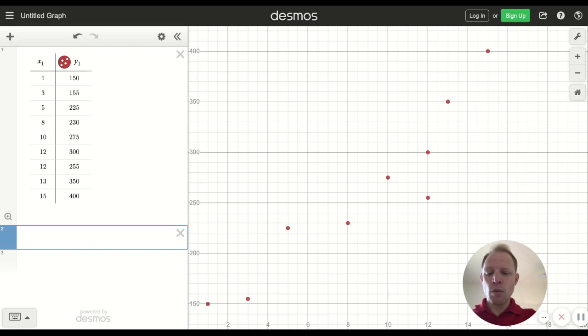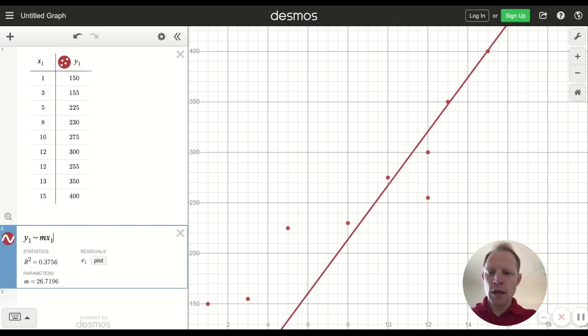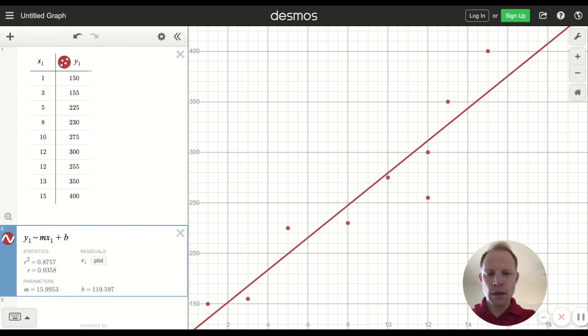But remember, we're going to go y1, and then the similarity sign in the top left on your keyboard. Then you go m and x1, and then plus b. And you can see they're all pretty in line on this one, which is really, really nice. And we're just going to use that information that you can see on the left in number 2 for our line of best fit. And that's how we're going to use our Desmos calculator.